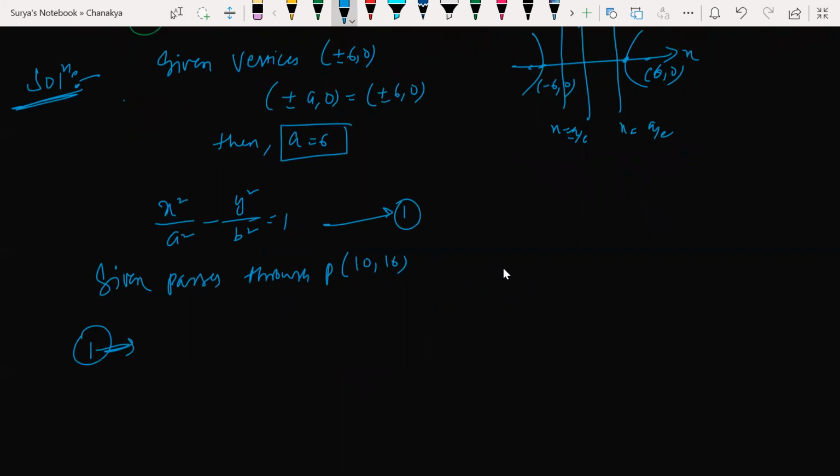From equation number 1, what can I do? 100/a² - 256/b² = 1, since 16 squared is 256. ठीक है?